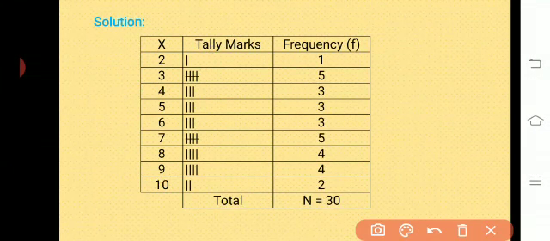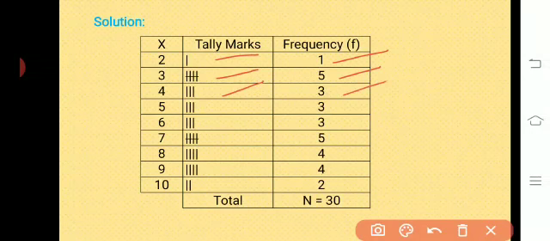Here in front of 2 only 1 tally, so frequency is 1. For 3, 5 tallies are there, so frequency is 5. In front of 4, 3 tally marks, so frequency is 3. In front of 5, 3 tallies, so frequency is 3. For 6, the frequency is 3.